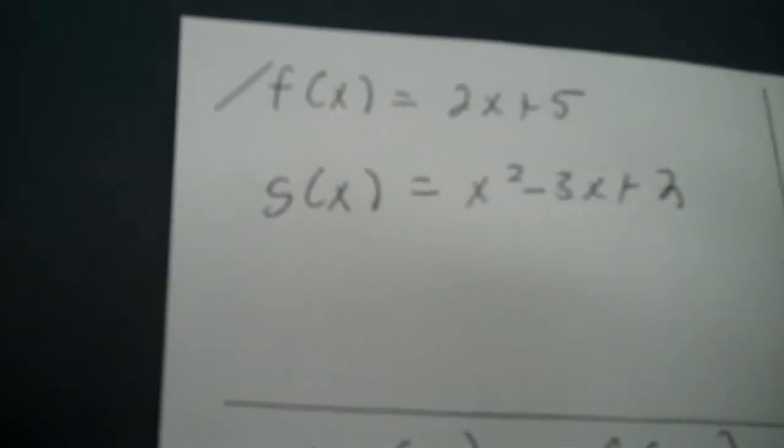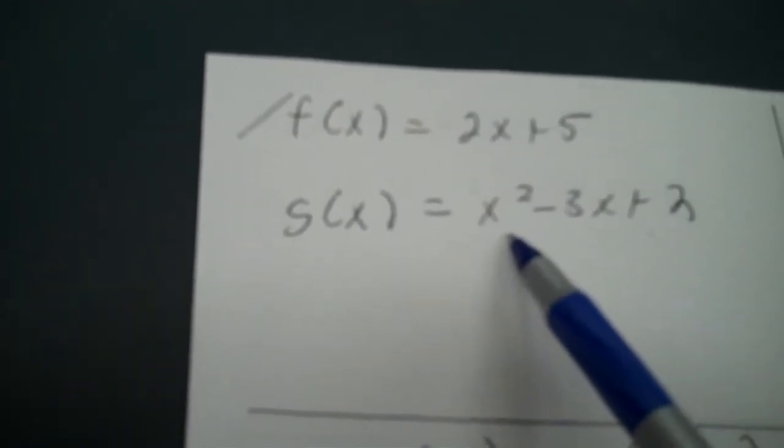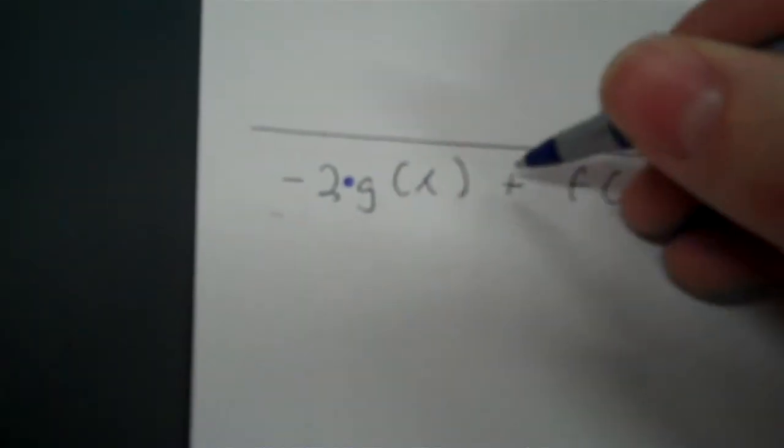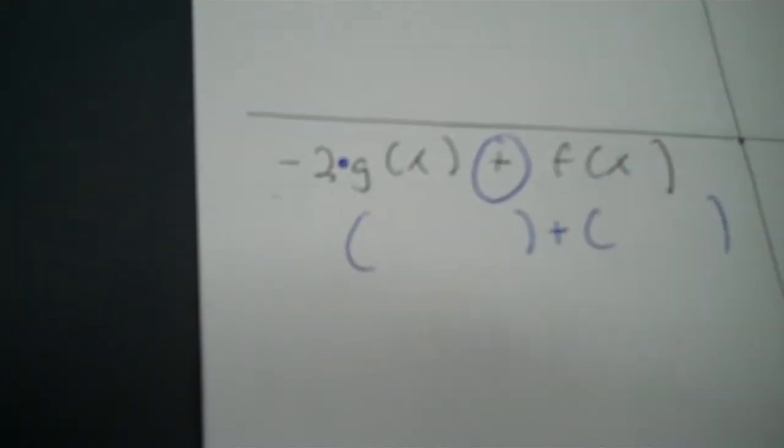Okay, these are solving some more advanced composite functions. We have two functions, f of x equals 2x plus 5, g of x equals x to the power of 2 minus 3x plus 2. Now what this means is you have negative 2 times g of x plus f of x. So the operation's a plus, so I'm going to line up my parentheses with the addition sign.